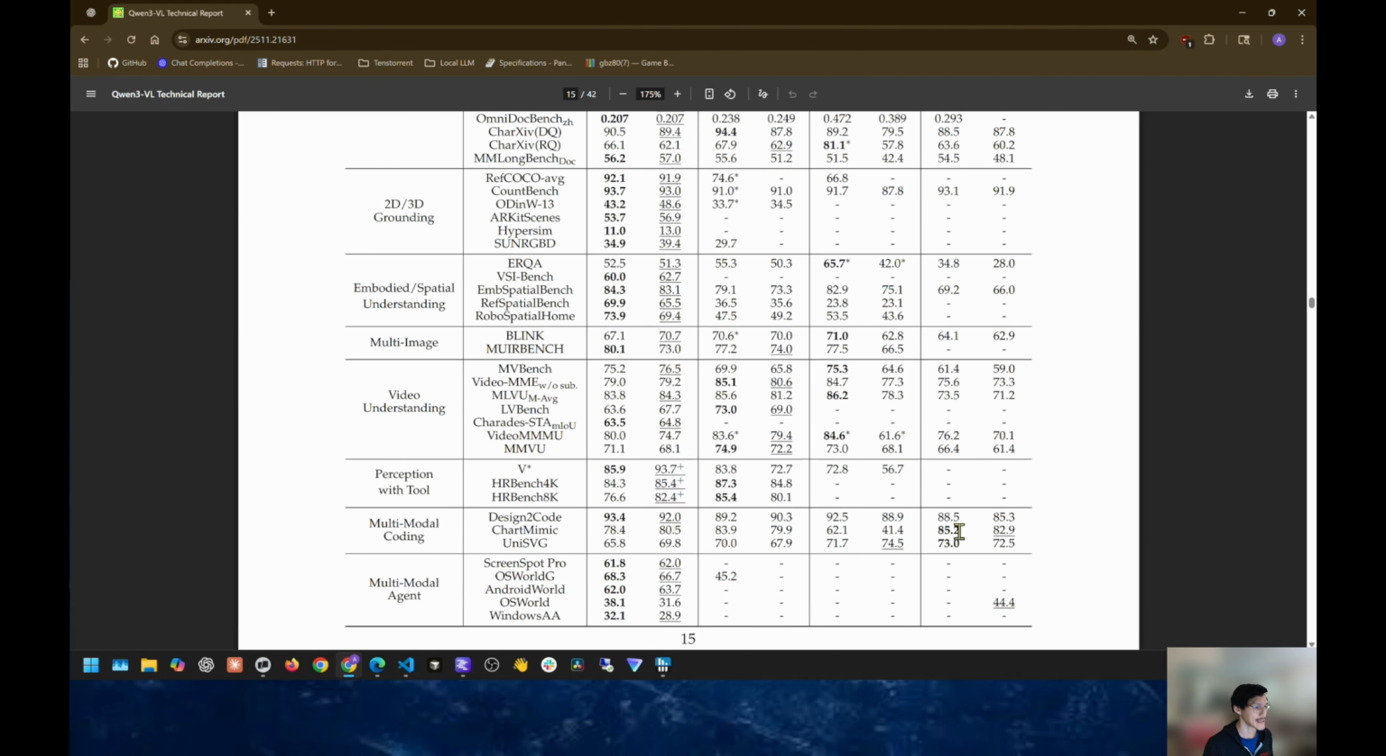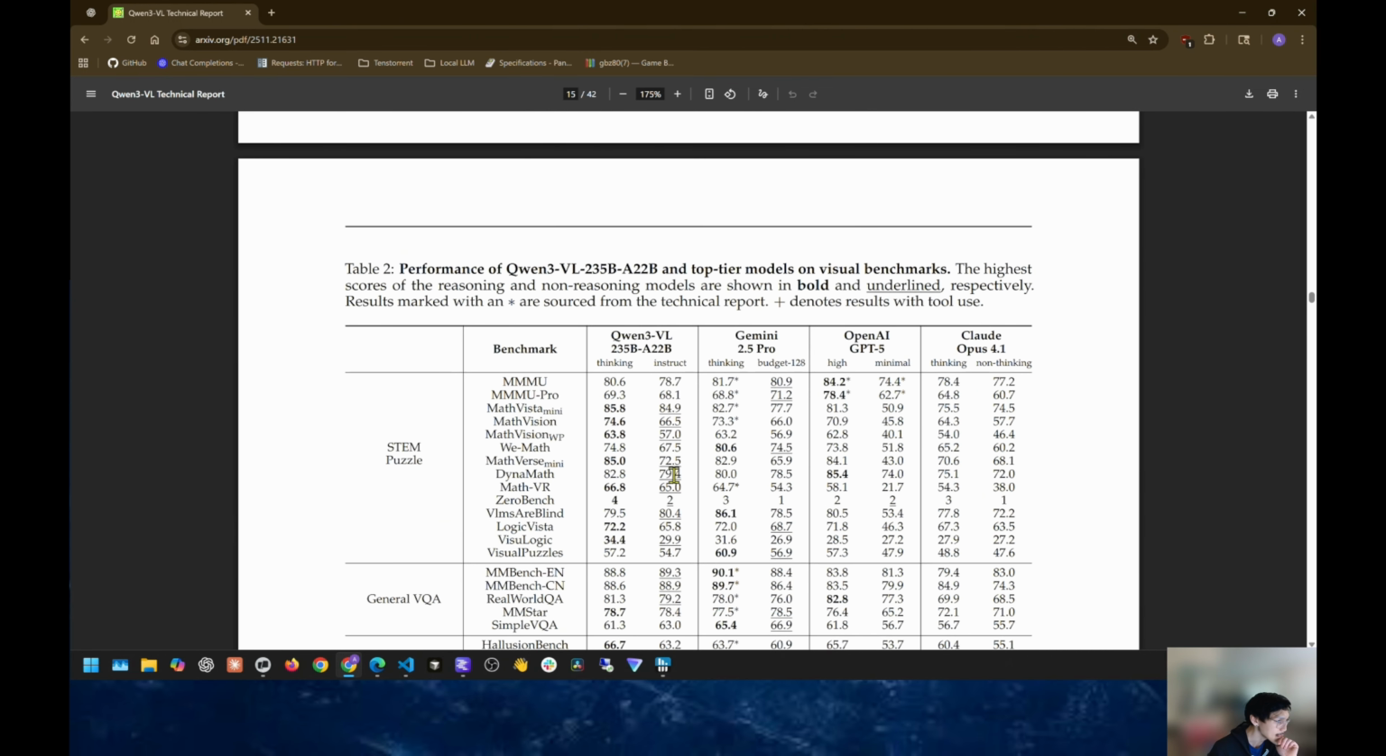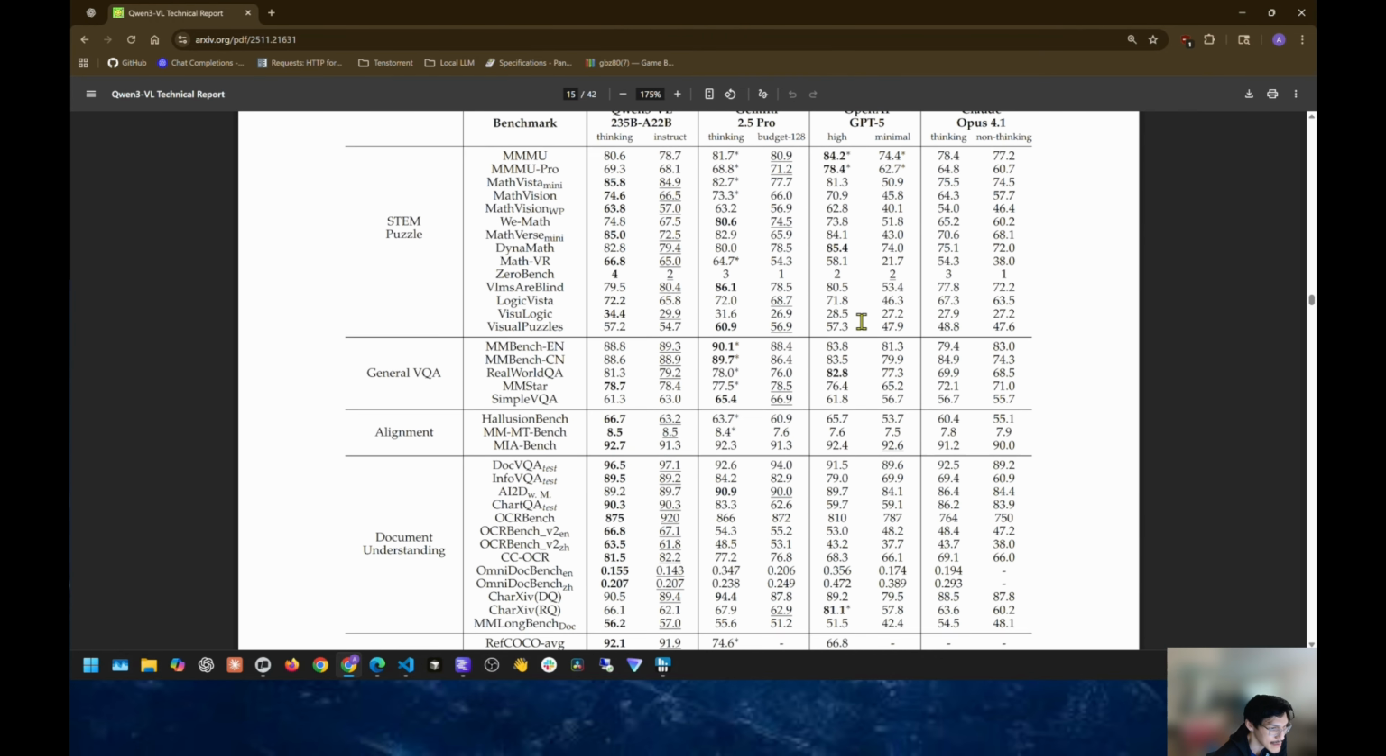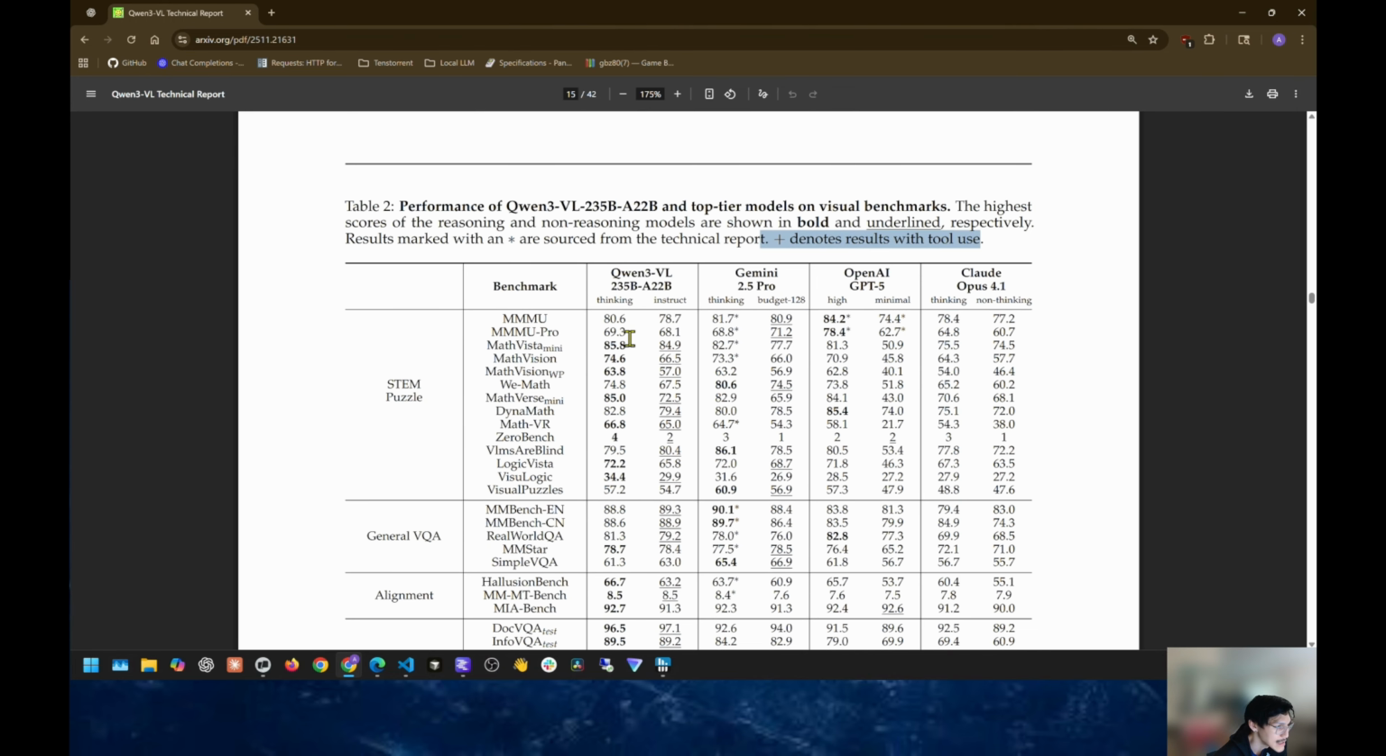Okay, let's look at some of the data here. So performance of Qwen3 VL235B A22B and top-tier models on visual benchmarks. The highest scores of the reasoning and non-reasoning models are shown in bold and underlined, respectively. Results marked with an asterisk, a star, are sourced from the technical report, plus denotes the results with tool use. Okay, so there are a lot to do with tool use in some of these.